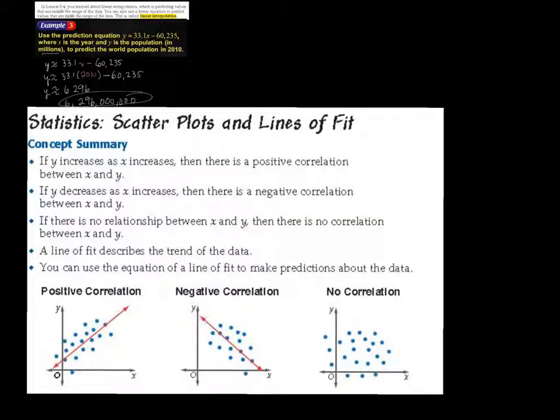In summary, if y increases as x increases, there is a positive correlation between x and y. If y decreases as x increases, there's a negative correlation between x and y. If there is no relationship between x and y, there is no correlation between x and y. A line of fit describes the trend of the data, and you can use the equation of a line of fit to make predictions about the data. Either it's a positive correlation, negative correlation, no correlation, you can't predict much at all.